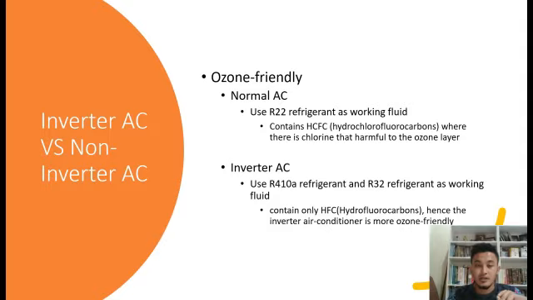Also, the normal air conditioner usually uses R22 refrigerant as a working fluid, which contains HCFC, where the chlorine is harmful to the ozone layer, whereas the inverter air conditioner normally uses R410A refrigerant, also R32 refrigerant, as working fluid, which contains only HFC, hydrofluorocarbon, hence the inverter air conditioner is more ozone friendly.